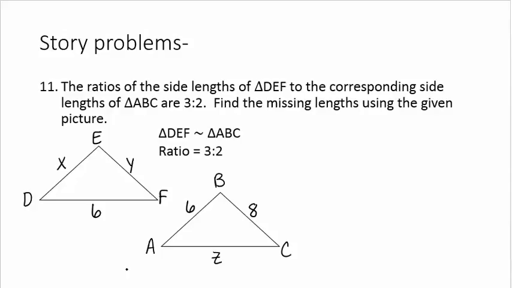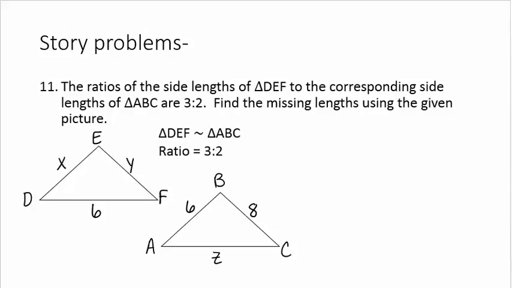And that's given in the ratio. The ratio of the lengths of the sides is 3 to 2. So that means that triangle DEF, that's the 3 part, triangle ABC is the 2 part. So in order to find the missing lengths using the given picture, you see we need to find x, y, and z. We're going to use the similar parts of the triangles to compare those to the ratio 3 to 2.